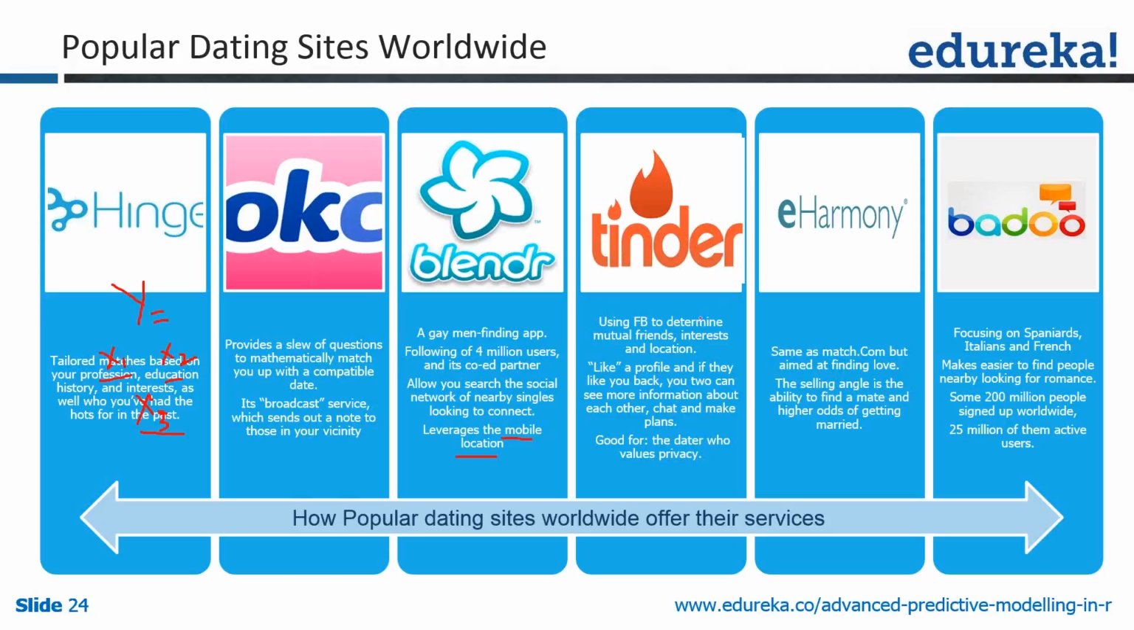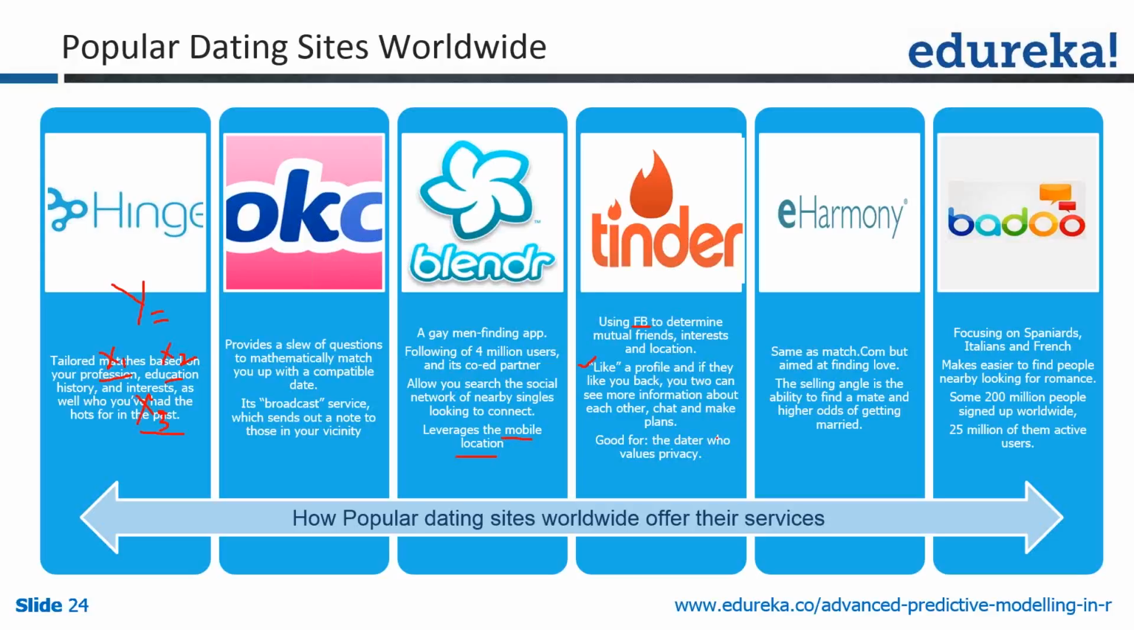Then you have Tinder. It's based on swipe right. It uses Facebook to determine mutual friends, interests, and locations. So it collects some amount of data from your Facebook. What do you do? You like a profile. If they like you back, you two can see more information about each other, chat, and make plans.